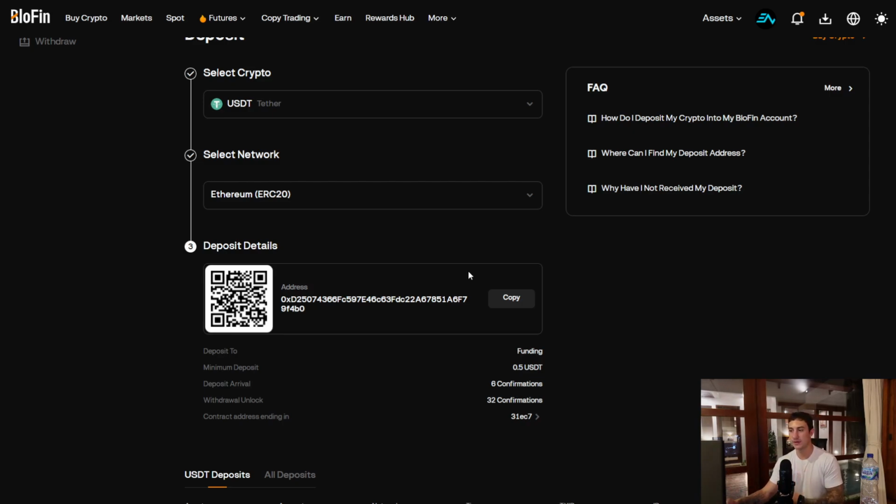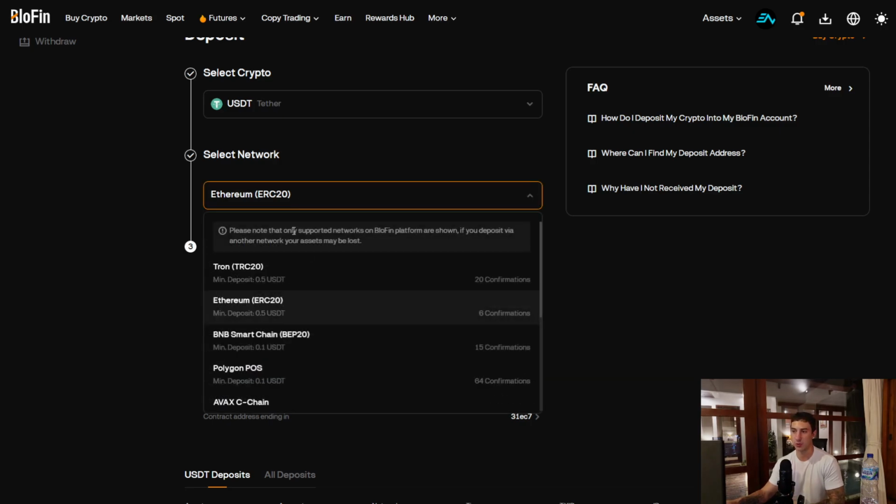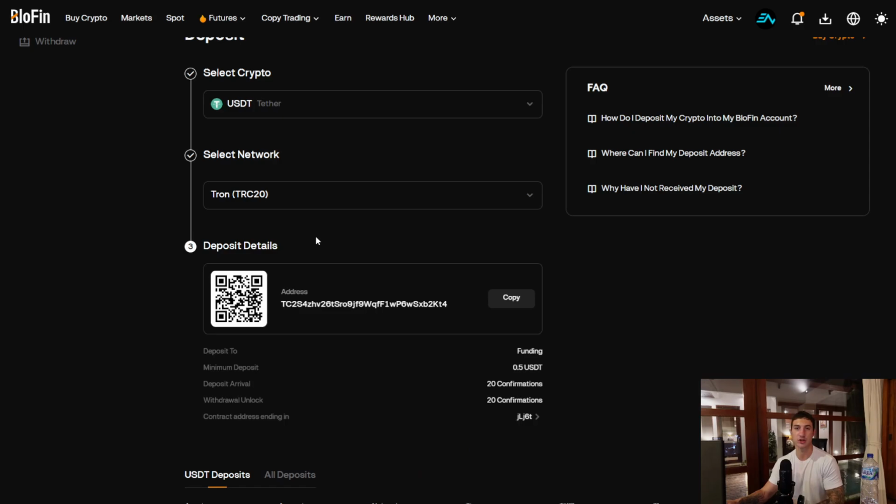And once you're inside your Coinbase account, you're going to withdraw that money. And then when you're withdrawing, it will ask for the recipient address. And that is going to be this address right here. And just make sure you're sending via ERC20 or TRC20. Just make sure that the network aligns with your address right here.